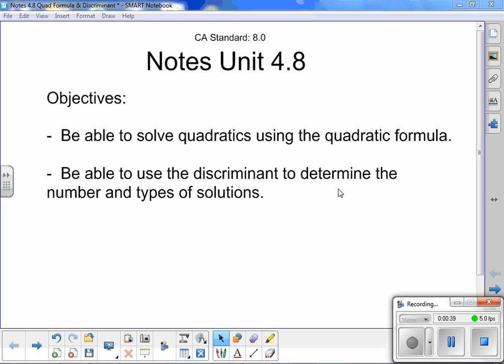Discriminant, I'll show you later on what a discriminant is, but it's very closely related to the quadratic formula. It's not going to give you answers as in solutions, but it'll tell you what types of answers you will have. So you won't know what the actual answer is from finding a discriminant, but you'll know what they actually mean. And I'll show you that too.